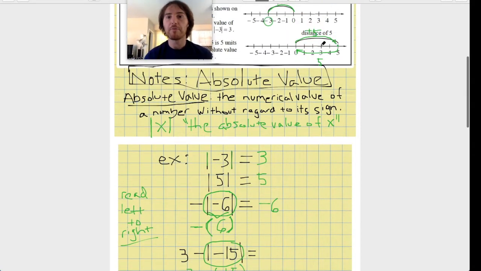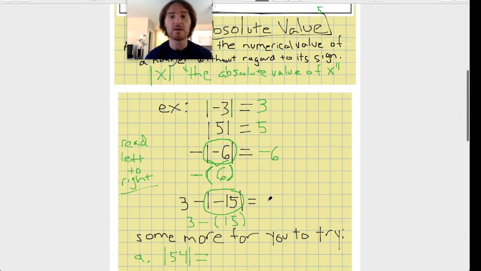So if we're on 3 on the number line, we take away 15. We're going to take away 3 of the 15, take away another 12, to get us taking away 15 here, and we get -12 as our answer right here.